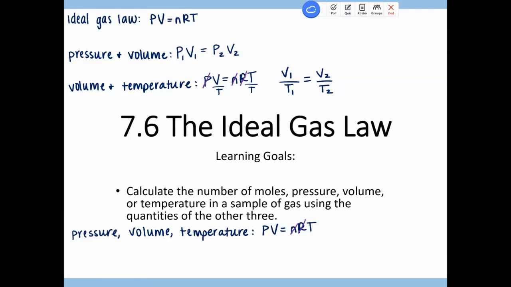So to have all of these variables on the same side, we divide by T, we get PV over T. And so we can use that to generate P1 V1 over T1 equals P2 V2 over T2. So this is the combined gas law, the bottom. This is the equation to relate volume and temperature if one of them is changing. And the first one was the equation to relate pressure and volume if one of them is changing.